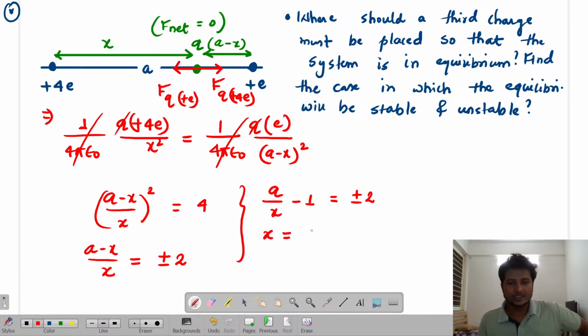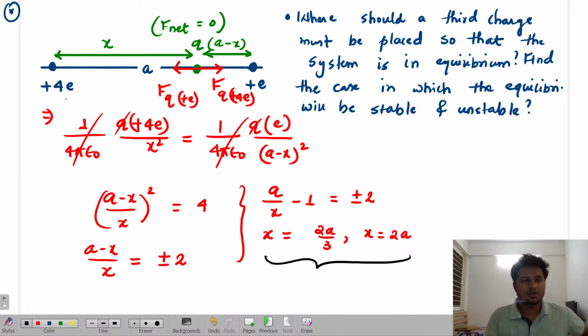तो इसके से x इज इक्वल टू 2a by 3, और दूसरा वैल्यू आएगा x इज इक्वल टू 2a। तो देखो यहाँ पे हमारे पास x की दो वैल्यूज मिल गई ना, कि मतलब अगर हम प्लस 4e और प्लस e के बीच में रख रहे हैं, तो I can place these particular charge over here also and somewhere over here also, twice a at some distance, okay?